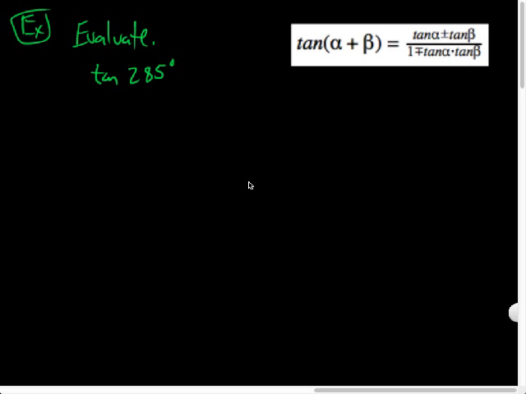All right, if I want to calculate this exactly, I need to make it somehow a combination of angles that I already know, angles that I can calculate exactly. It turns out that 285 is the same as 240 plus 45. When I'm thinking of angles I know, I'm thinking about 30, 45, 60, 90, stuff like that. Now, 45 I clearly know, but what about 240? What am I going to do with that?